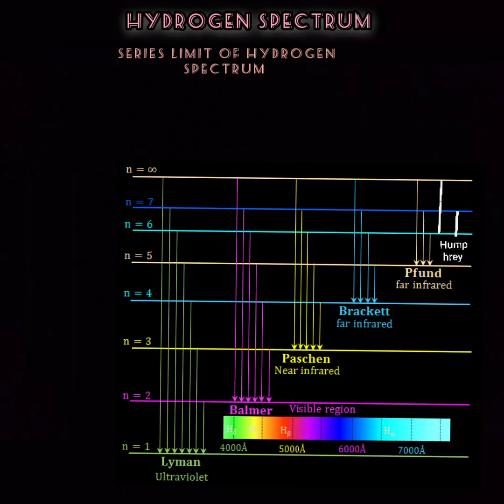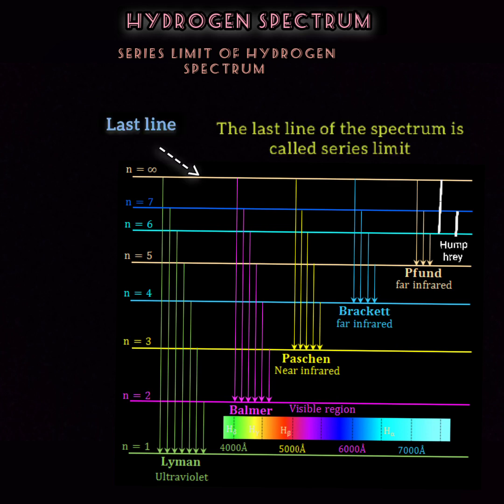Series limit of hydrogen spectrum. The last line of a spectrum is called series limit. Last line is the line of shortest wavelength. We take Balmer series for the studies.